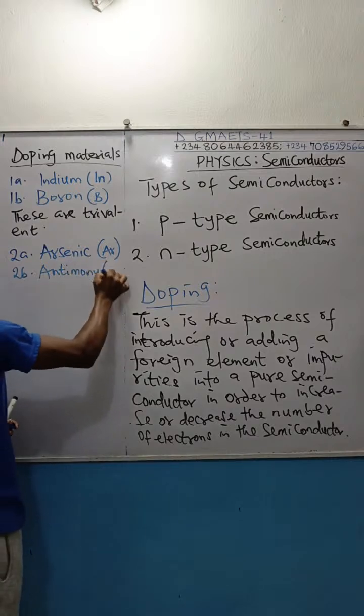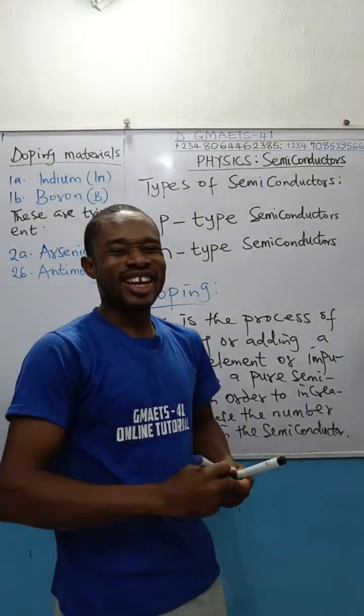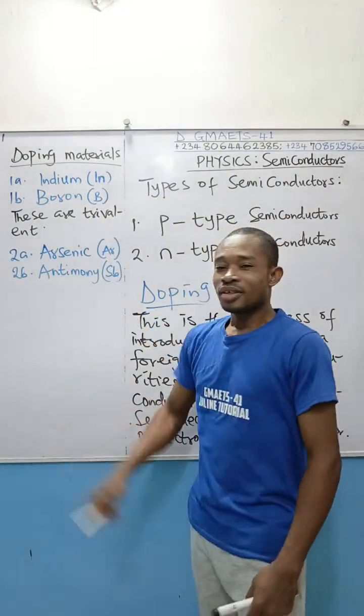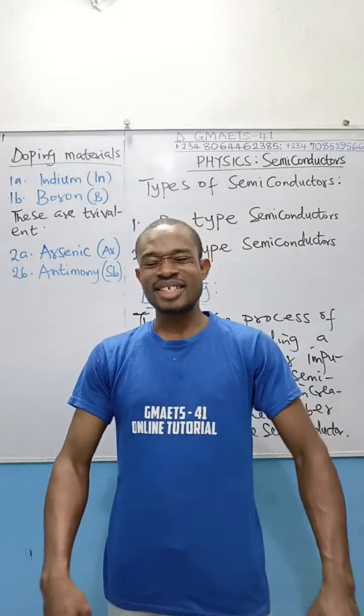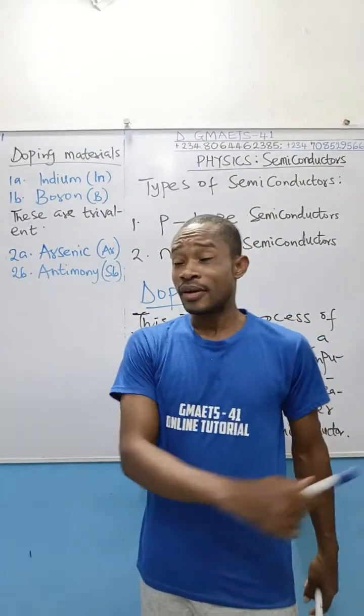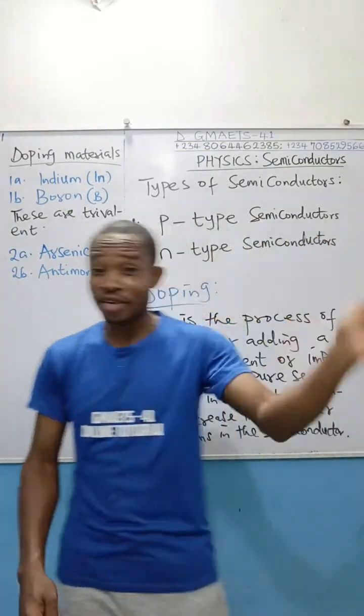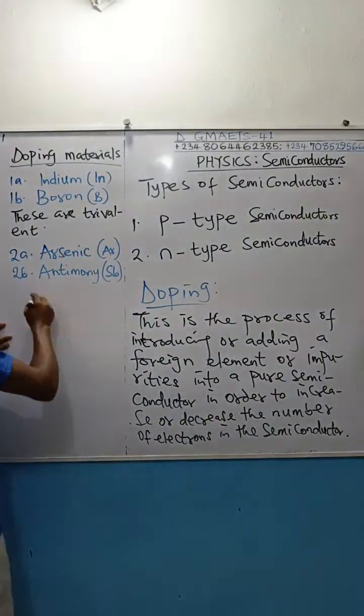Antimony, SB. I think they use the Latin name to give the symbol. This is Stibium or something. Stibium, yeah, the Latin name of antimony. Guess right, yeah, that's Stibium. So you can go and find out all of those things.